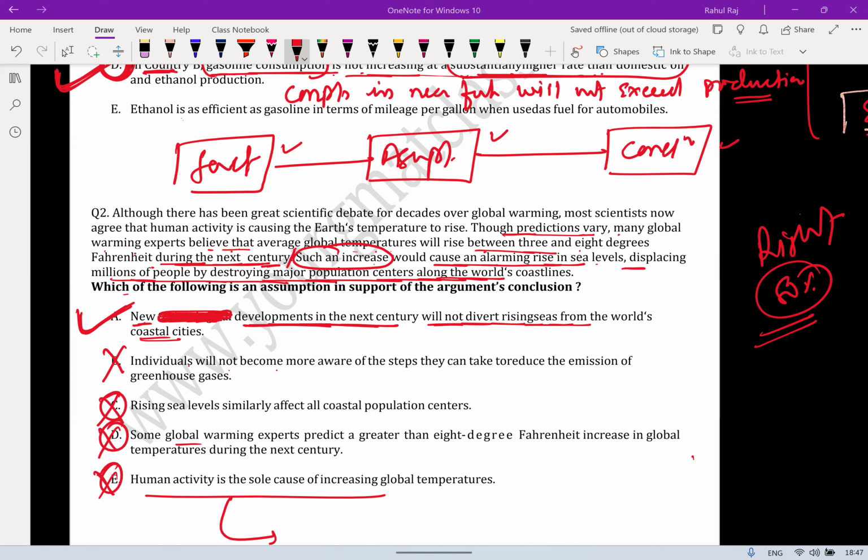Perfect. Now, Tara, do you want to know the pre-thinking also, or we can move on? We can move on. You want to know pre-thinking as well?